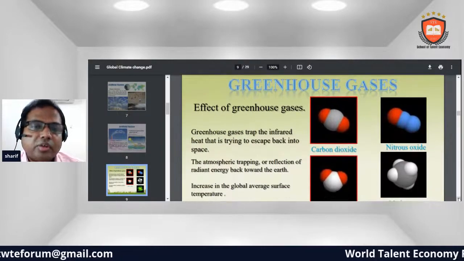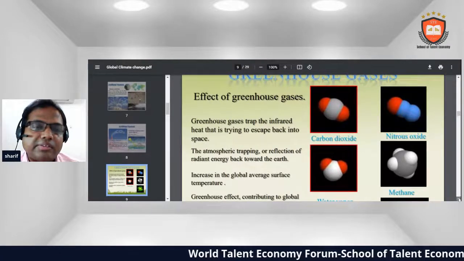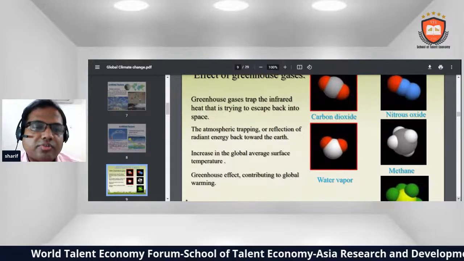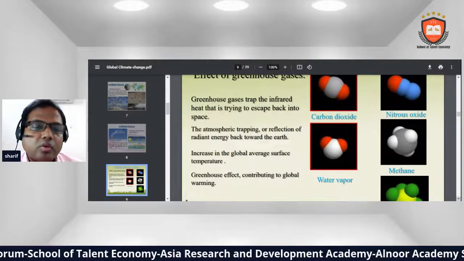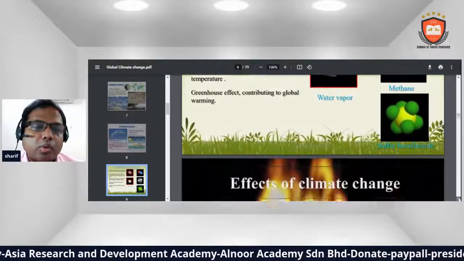Greenhouse gases. Effect of the greenhouse gases: they trap the infrared heat that is trying to escape back into space. The atmosphere traps or reflects the radiant energy back towards the Earth, increasing the global average surface temperature. The greenhouse effect contributes to global warming.